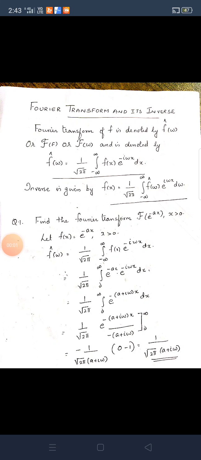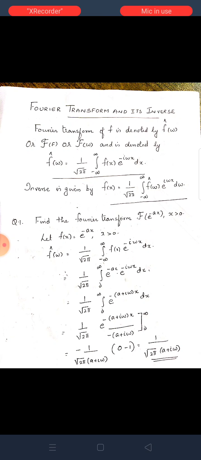Today we'll discuss Fourier transform and its integral. So the Fourier transform of a function f is denoted by F cap omega, and the equation is 1 by root of 2 pi integral from minus infinity to plus infinity f of x e raised to minus i omega x dx, and its inverse is given by f of x equal to 1 by root of 2 pi integral from minus infinity to plus infinity F cap omega e raised to i omega x d omega.